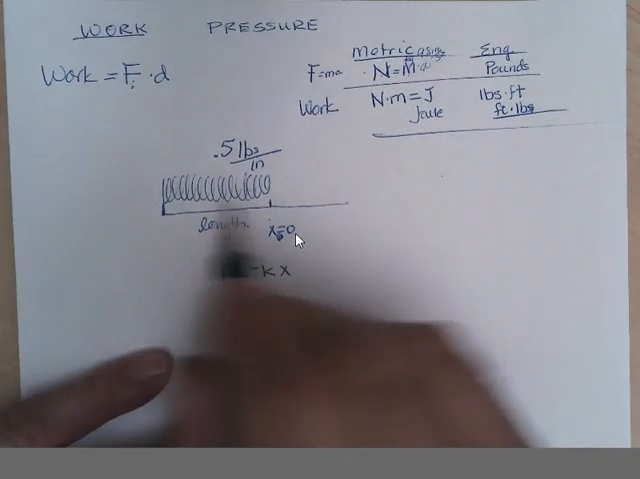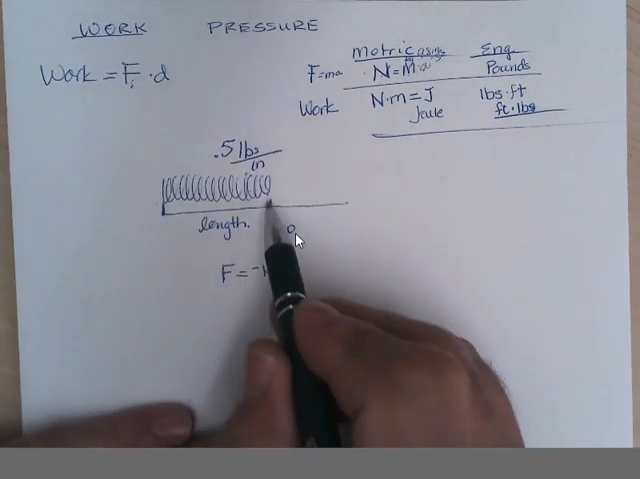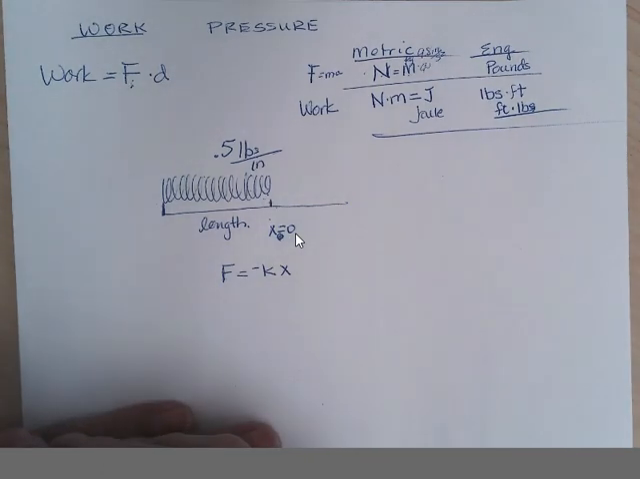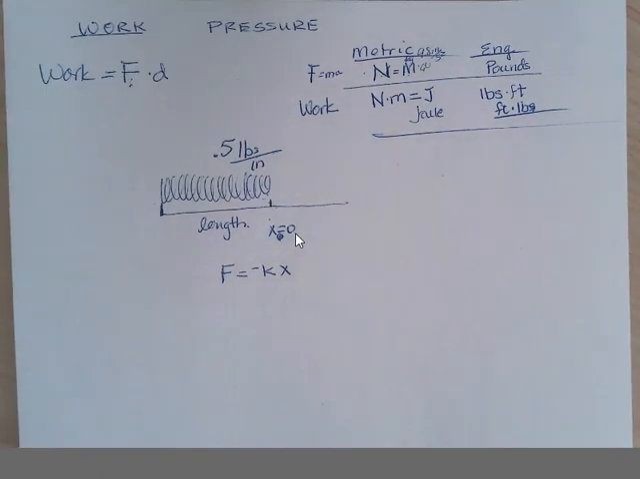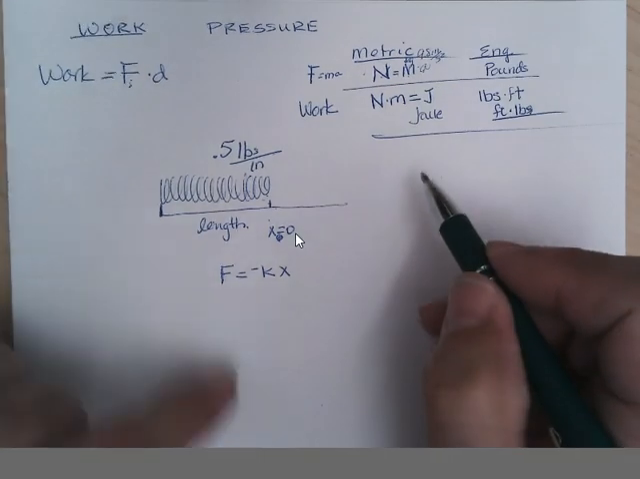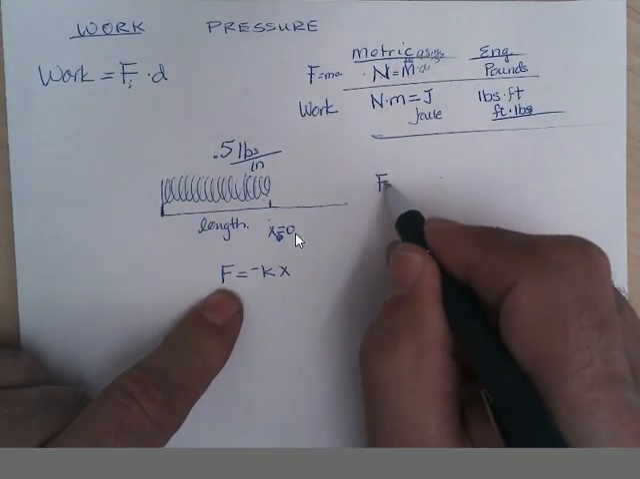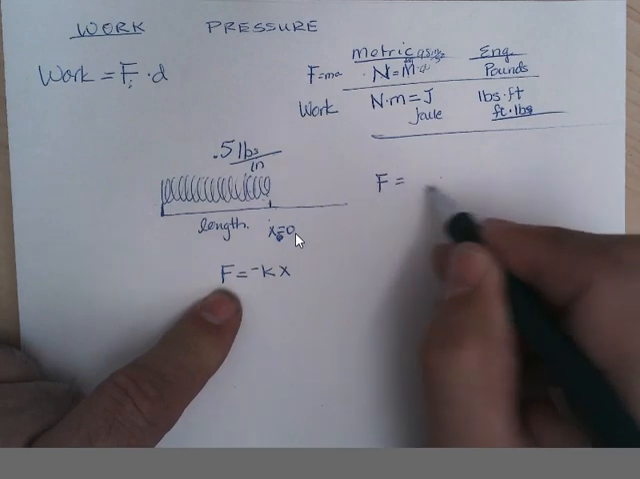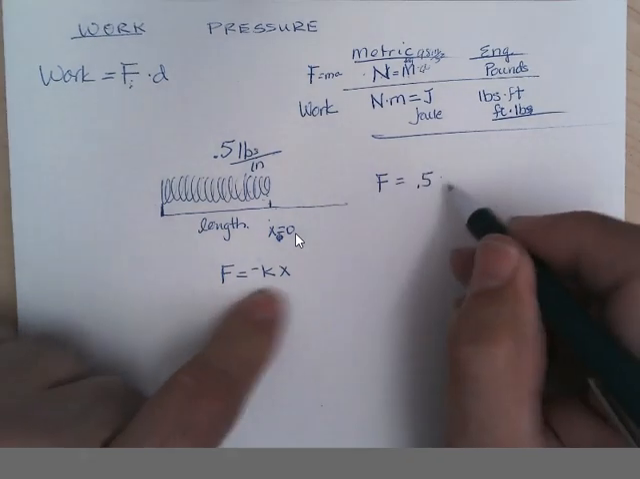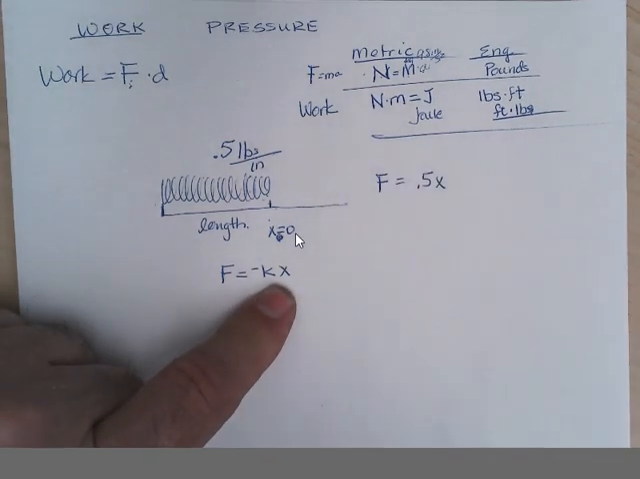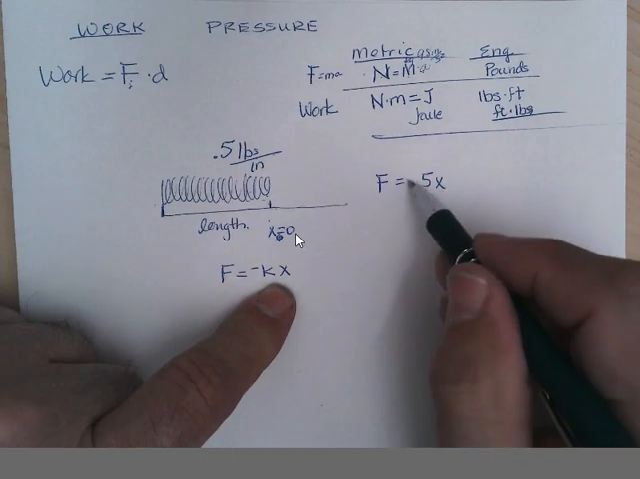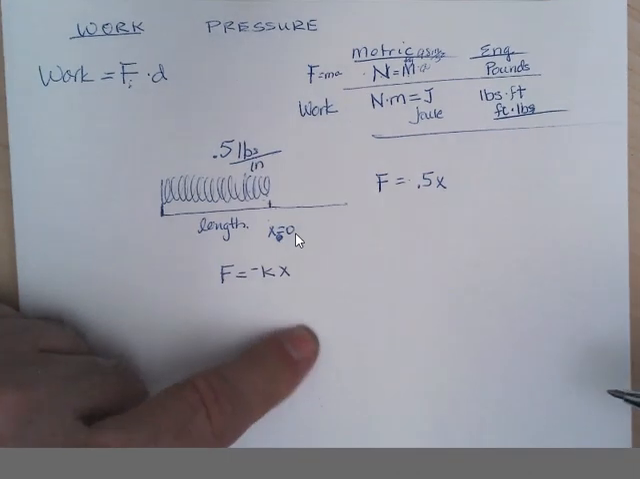How much work is done compressing it, let's say, 3 inches? Well, the force is changing. The force is going to be 0.5 times the x position. If I'm decreasing, it's going to be negative x, so make it a positive amount of work.